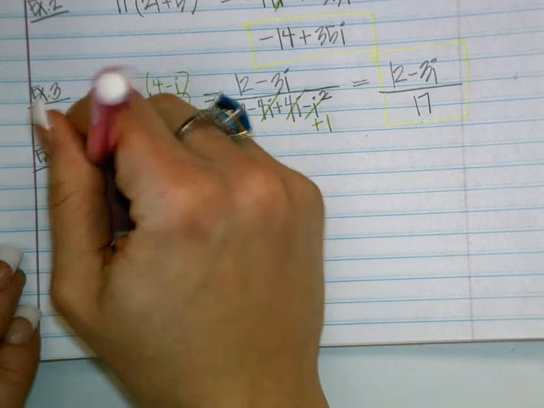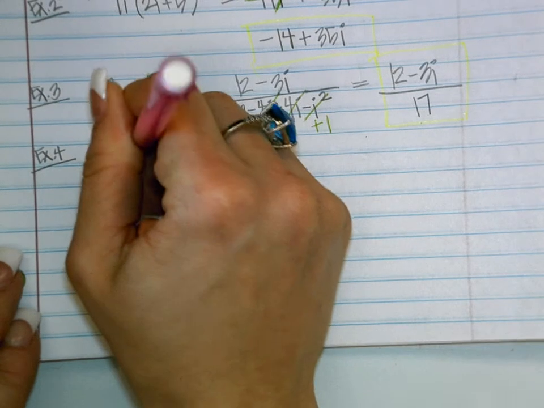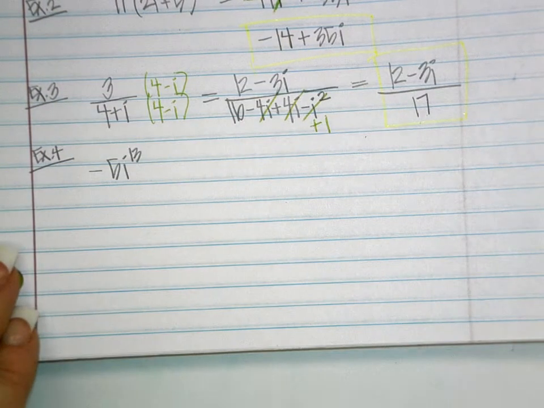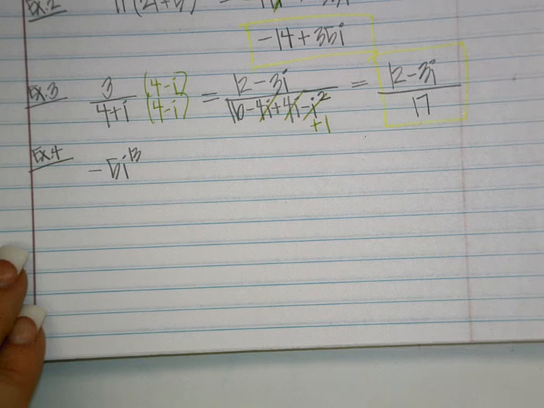Okay, next one, simplify negative 5i to the 13th power. Simplify completely.